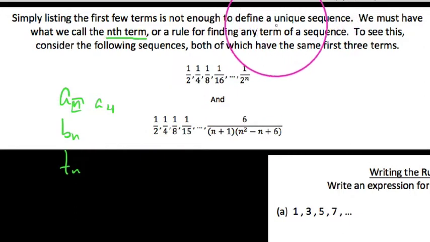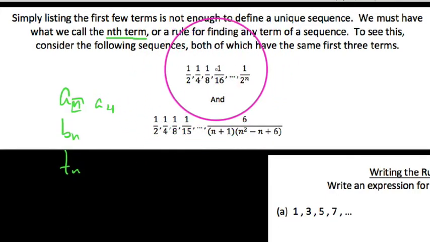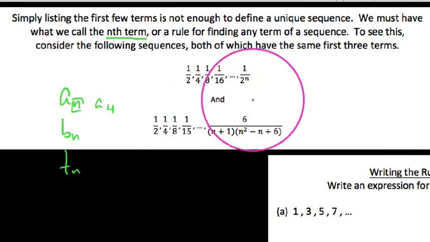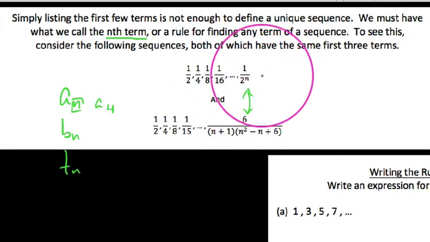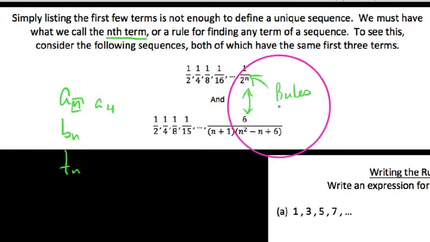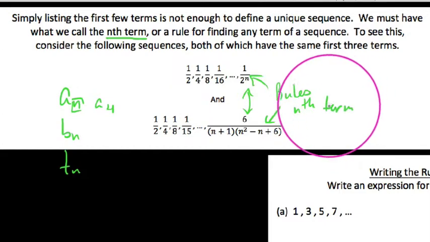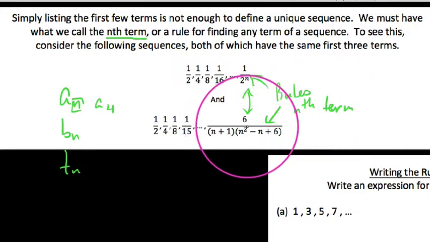Say, go find a4. If you have the rule, you could plug it in and find out what this is. So to see this, consider the following sequences, which have the same first three terms, but the last one is different. You notice here we get a half, a fourth, an eighth, but this one gets a 16th and this one gets a 15th. I'm showing you the rules for both of these. These are the nth term rules, and they tell you how to find each term in the sequence.